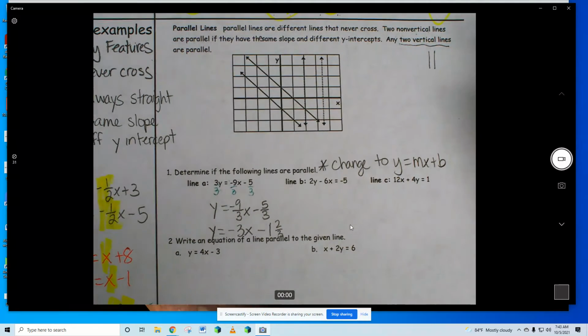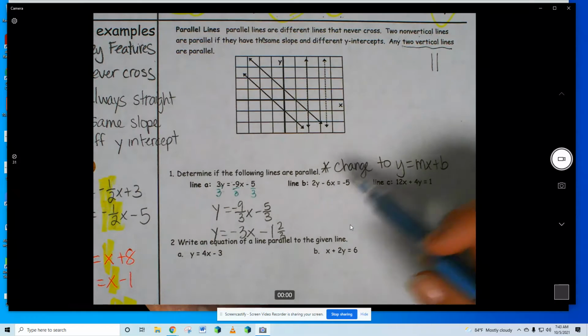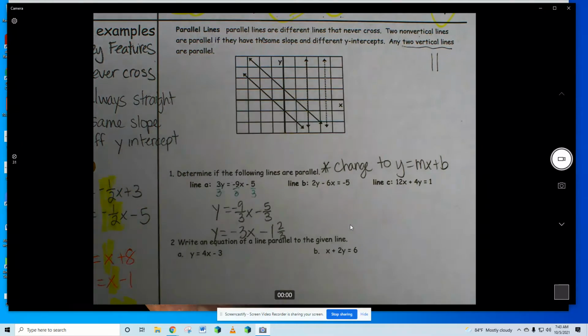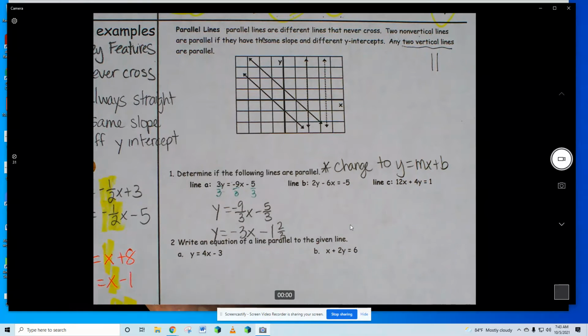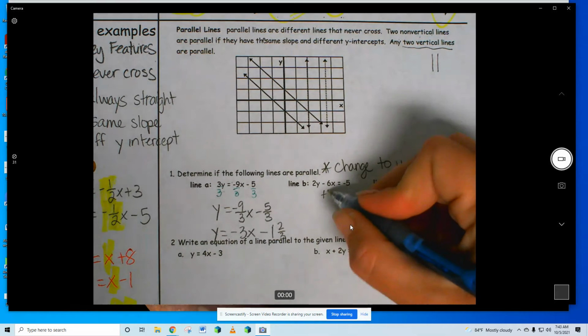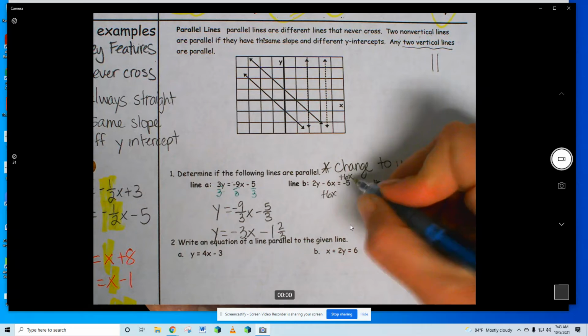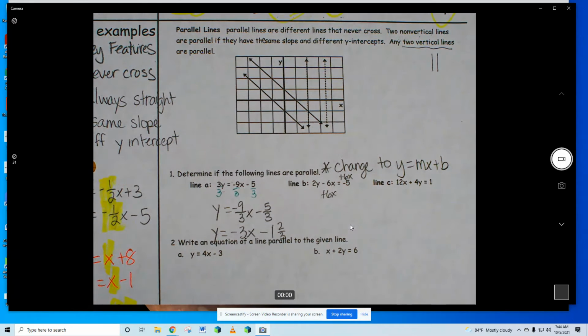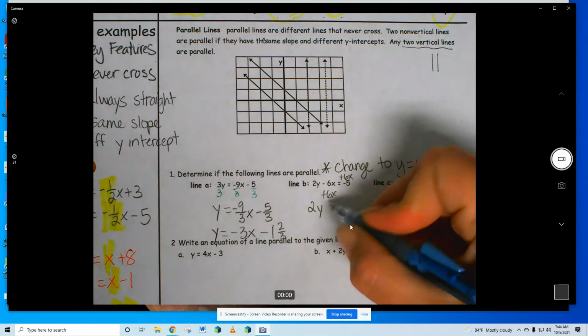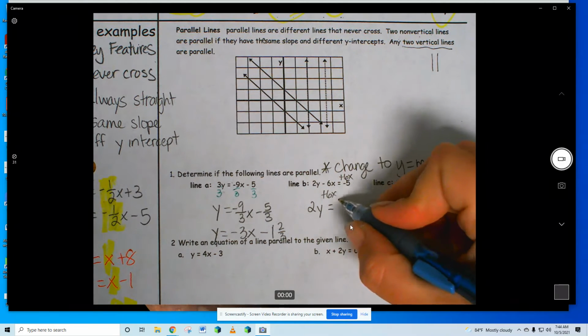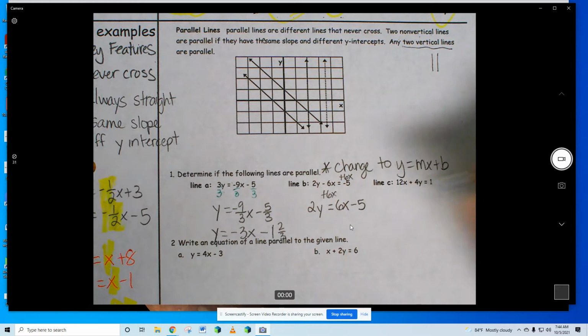Line B. Change it to y equals mx plus b. It's not there yet. What's the first thing I'm going to do to slowly get the y alone? It's kind of standard form, but the y is in front, so it's really not standard form. Line B. Bella. Add 6x. And remember, I put it up here so that we don't put the 6 and 5 together. 2y equals 6x minus 5. Keep it separate.